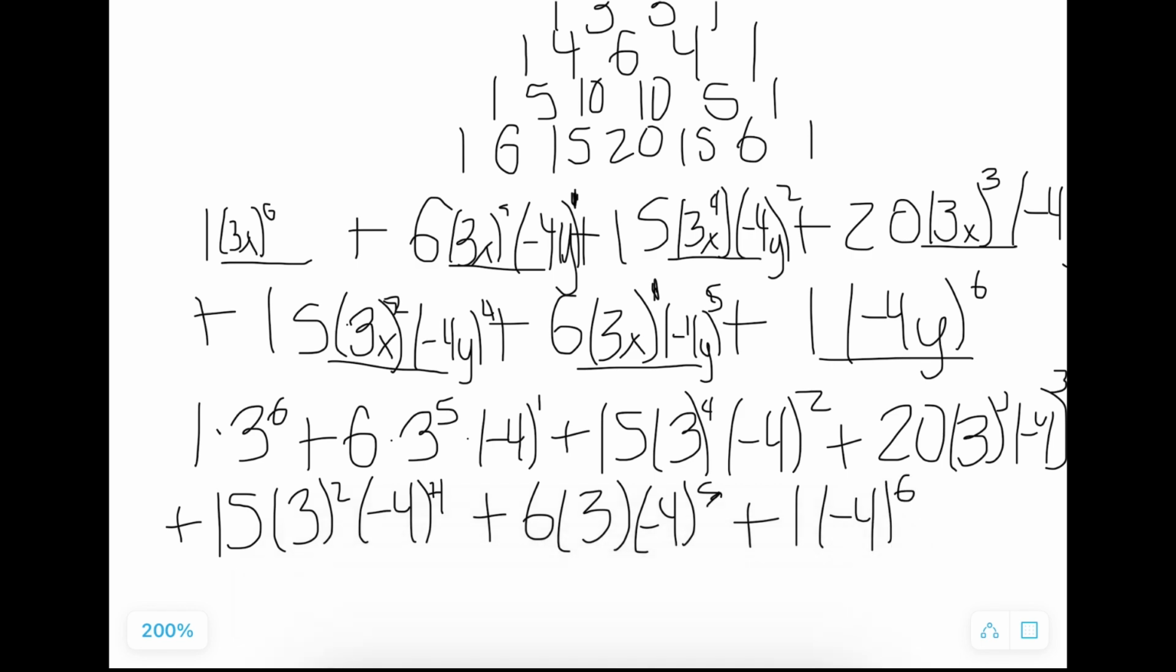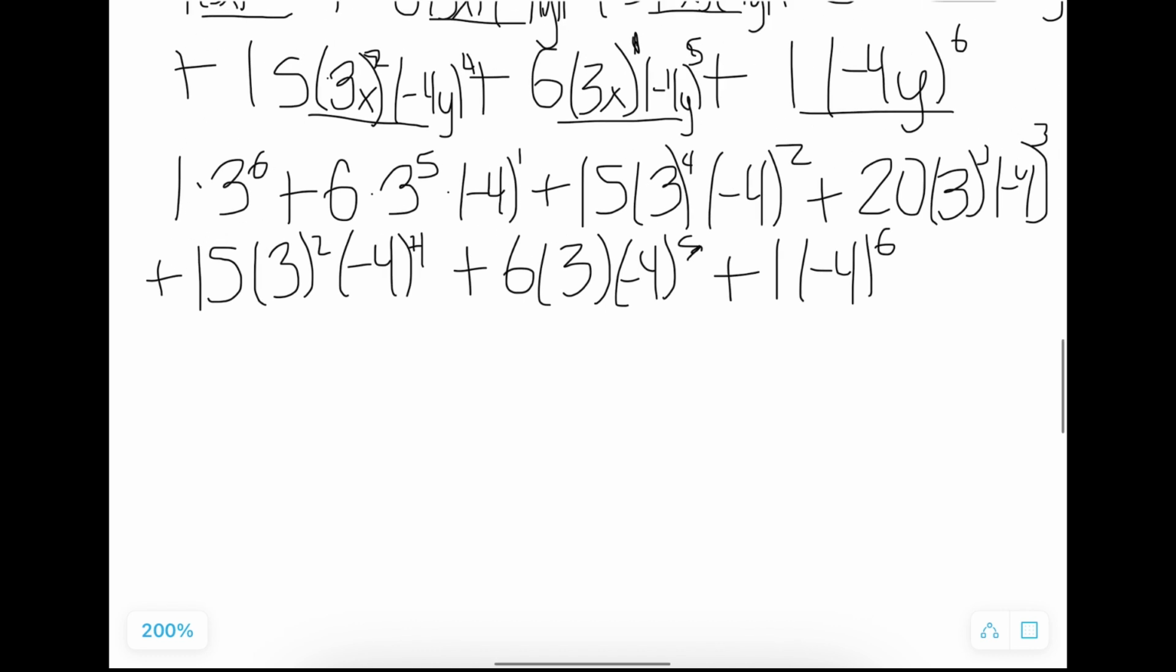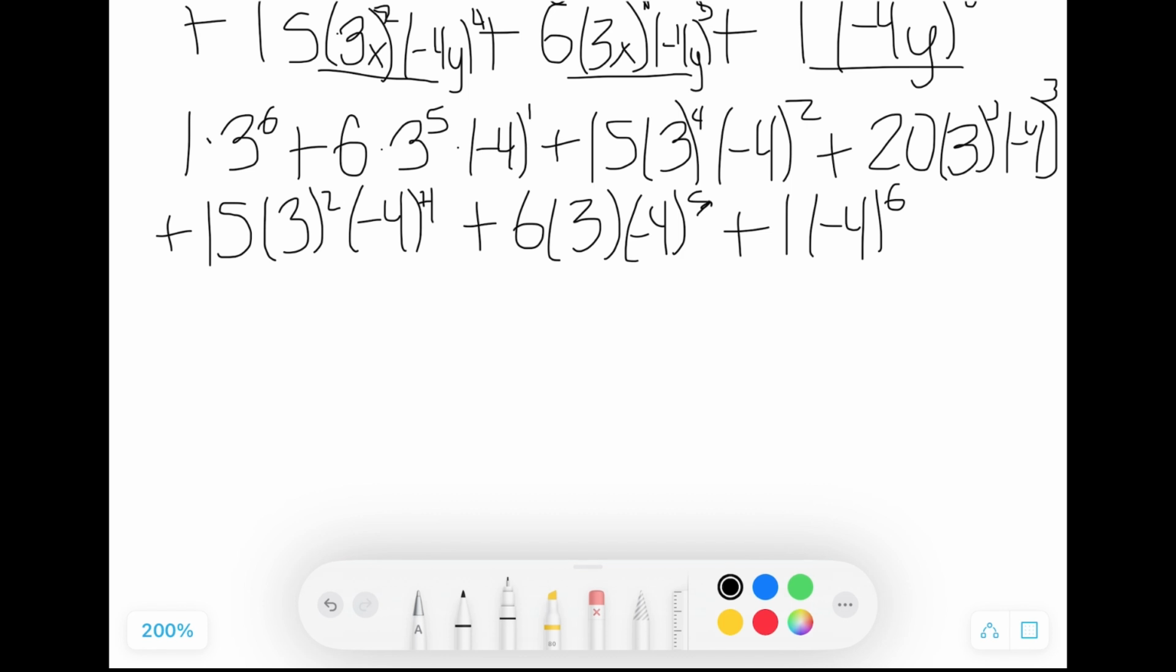All right, and you will have a graphing calculator with you, so that is something you could absolutely do, but this could also be done by hand. I'm going to show what each of the terms would get you when you add them like this. So 1 times 3 to the 6th is 729. And then 6 times 3 to the 5th times negative 4 gives us negative 5,832.